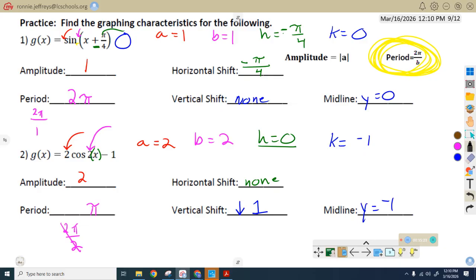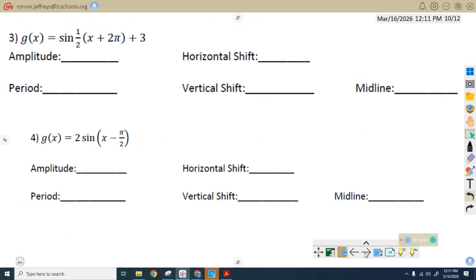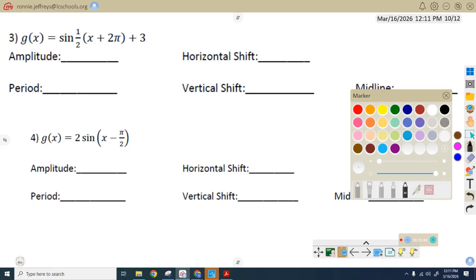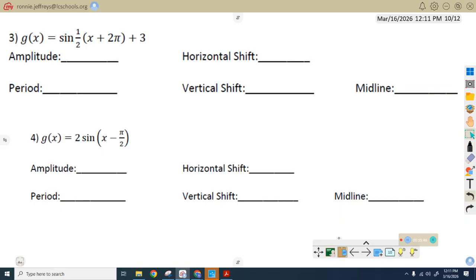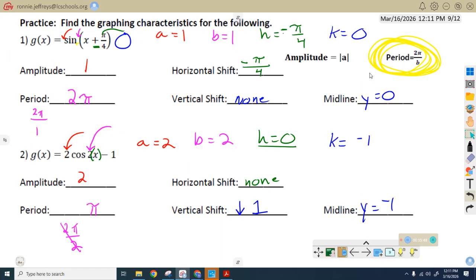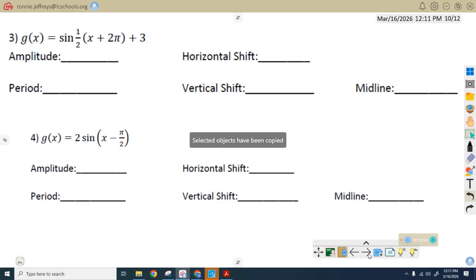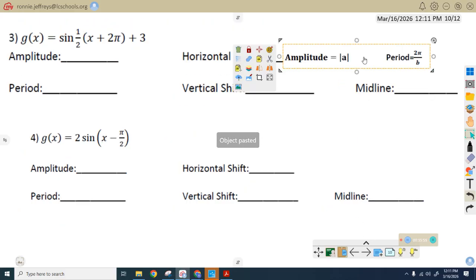Do y'all want to do one more together before I turn y'all loose on it? Just to be sure, just one more. Well, you might be good. The way you have other people, it's like, no, just one more. All right. I'm going to go back and grab this. Control C, Control V. There we go.